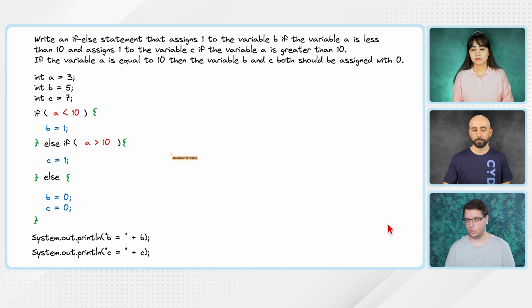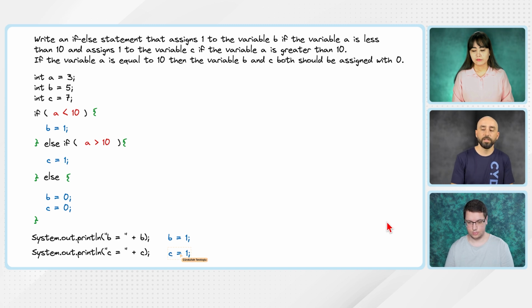So the output is going to be, since my A is smaller than 10, right now A is 3, right? So it's gonna do whatever I have inside of the first if, which is B is equal to 1. So it's gonna assign B with 1 here. The result is gonna be B is equal to 1. And since I'm gonna do only the first if statement, I'm not gonna go inside these two. C is not going to change, right? So C will stay as 7 here.